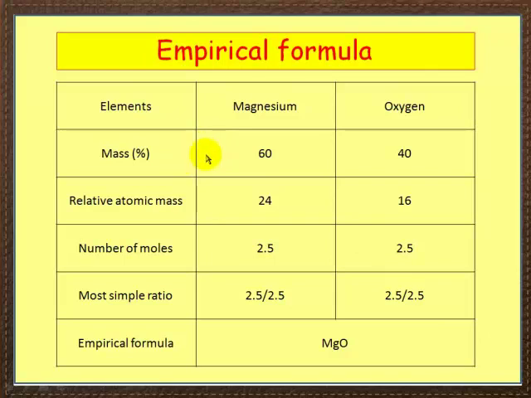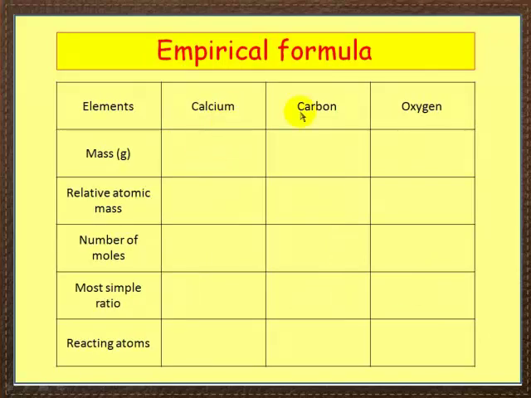So let's make a more difficult step and have 3 elements. Not 2 but 3. Calcium, carbon, oxygen. Again, let's look at the mass. So we found by reaction that 10 grams of calcium reacts with 3 grams of carbon and 12 grams of oxygen. Put in here relative atomic mass, 40, 12, 16. Where have they come from? The periodic table, remember? Number of moles is this figure divided by this, and this divided by this. So divide those and you get 0.25, 0.25, 0.75.